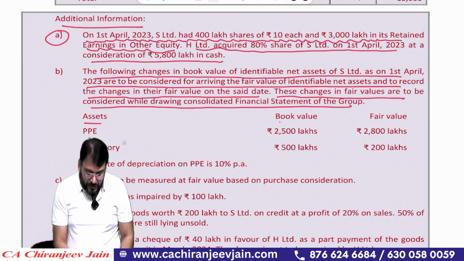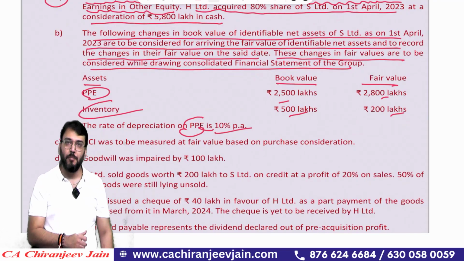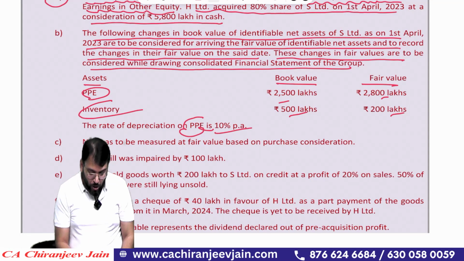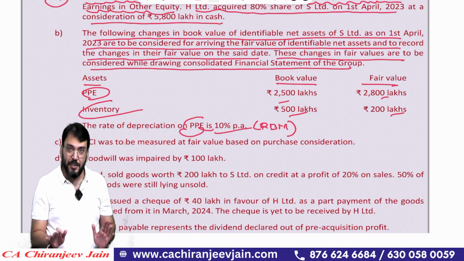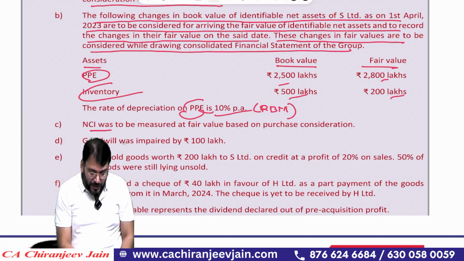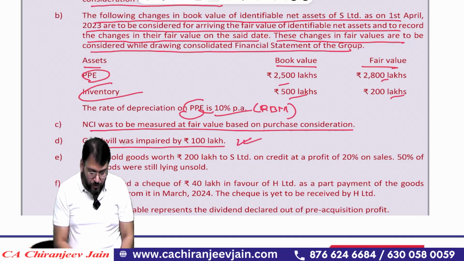Correct? As it is given, book value and fair value of PP are given, and inventory book value and fair value is given. The rate of depreciation on PP is 10% per annum. The rate of depreciation has been given. Already I have said, whenever the question is silent about the method, always assume RBM, reducing balance method. Okay. NCI has to be measured at fair value based on purchase consideration. Goodwill was impaired by rupees 100 lakh. So an impairment loss is there on goodwill.